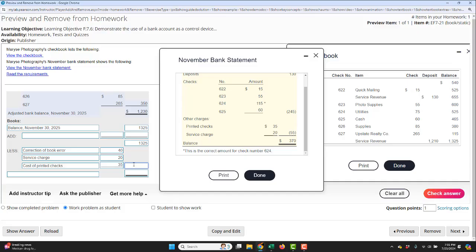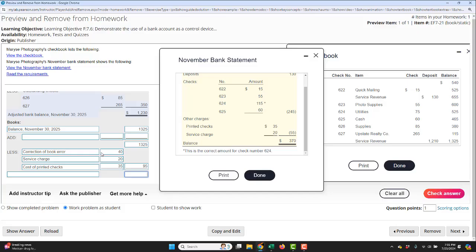So when you add these up, total is $95. And so now we're going to take 1325 minus all these subtractions to get. So you can see here that this amount and this amount are the same. And they're both different, right? The book balance changed and the bank balance changed because of these corrections. But when we did the corrections, they all basically ended up in the same place, right? The book and the bank are now reconciled, which is the goal of this whole process.